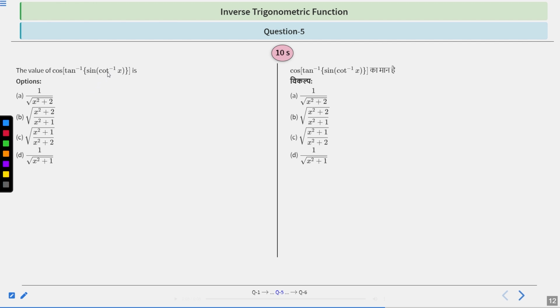Therefore, first we will try to convert this cot inverse x into sine inverse x. Sine of sine inverse theta will be equal to theta. So we will approach this question with this concept. You have 10 seconds to solve or think about this question. After 10 seconds, we will discuss the solution, right?